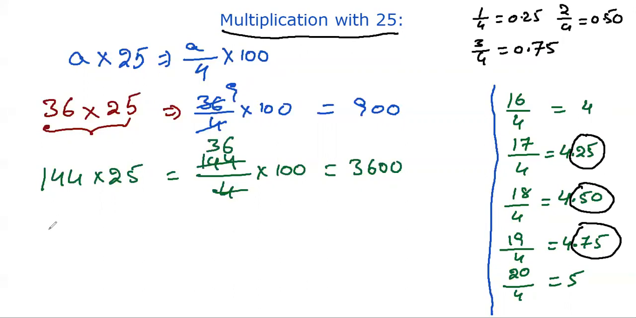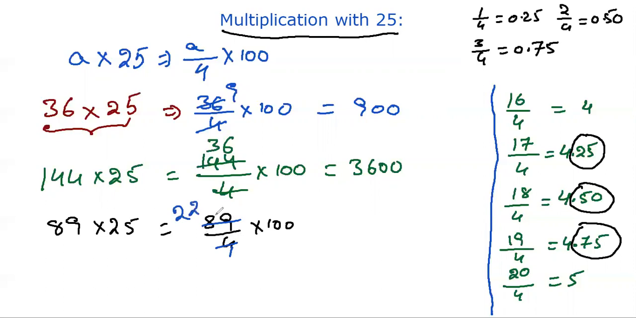So see this value here. For example, 89 into 25 is there. 89 by 4 into 100. Cancel this number. How? 4 cancel, how many times? 2 times. In 9 also 2 times. But 1 is remainder, right? Whenever you are having 1 as remainder, what you will get? 0.25, right? So your answer is 22.25 into 100, 2225. Answer is 2225.